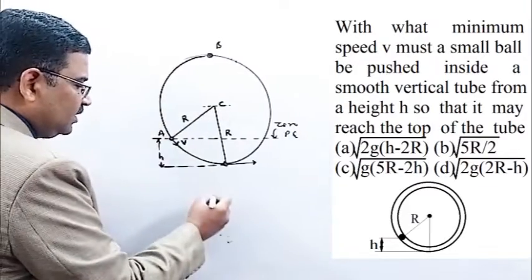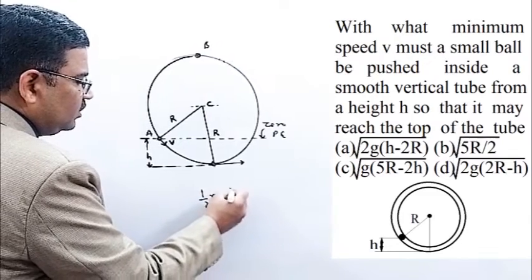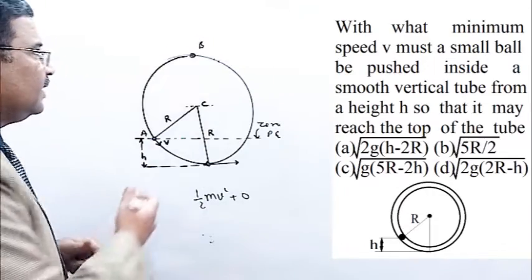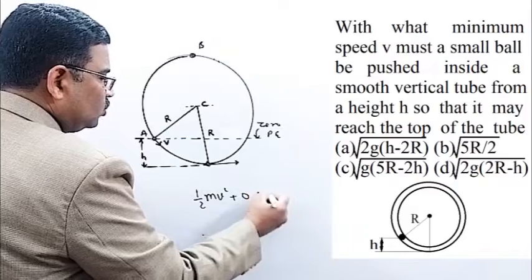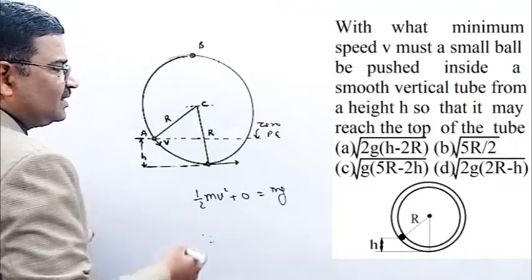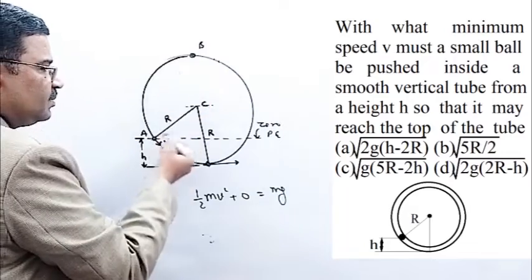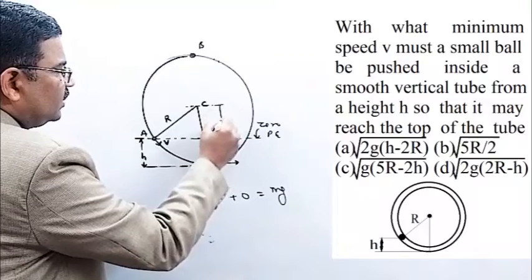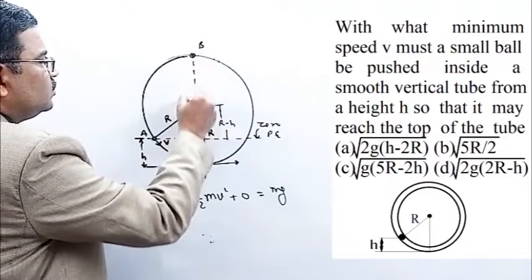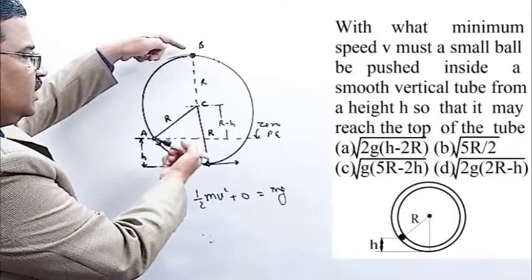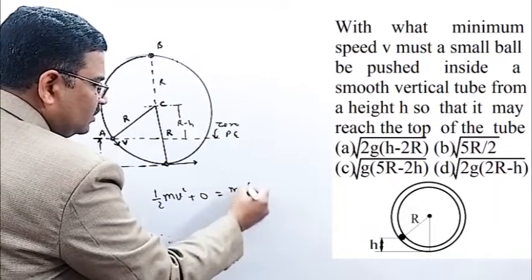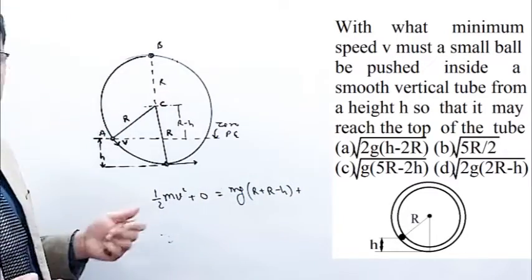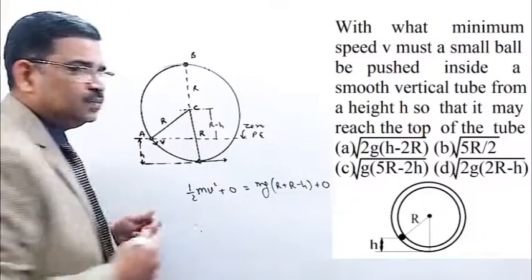Now what is the total energy at A? So it should be half m v square plus 0 because I have taken this level as the level of zero potential energy. And then what is the total potential energy at B? So it should be mg h. What is h? H is the height of B with respect to A, and now you can see that if this hole is r, this is h, so this must be r minus h, and from B to C this is r, so the total height becomes r plus r minus h. So it is mg r plus r minus h, and plus what is the kinetic energy at B? So it is 0, so kinetic energy is 0.